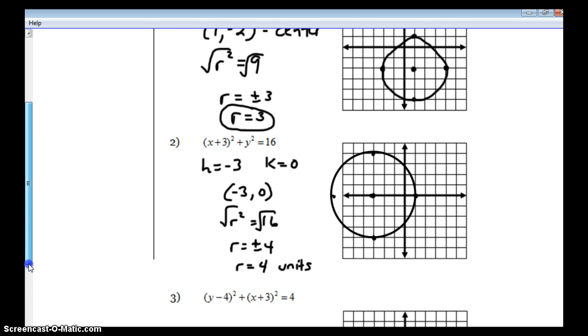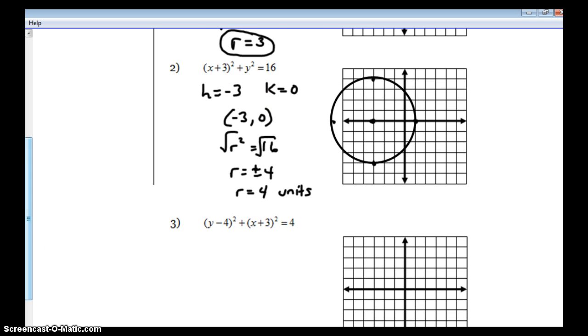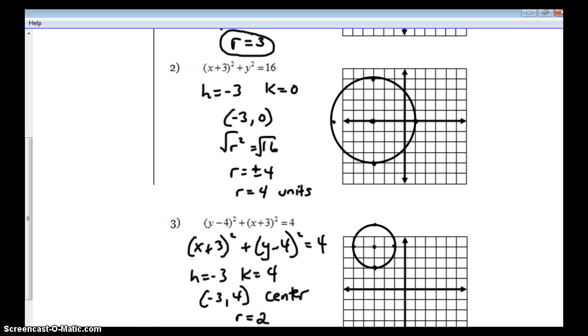For number 3, I want you to go ahead and try on your own. Notice how they change the order here. Your first step is to switch the order to make sure you get the center correct. Notice how they put the (y - 4)² first. Use the commutative property of addition to change the order so that your center is correct. Then go ahead and try to graph it, and bring the video back.